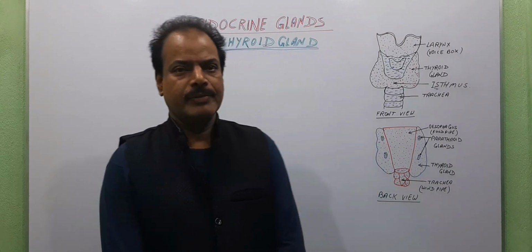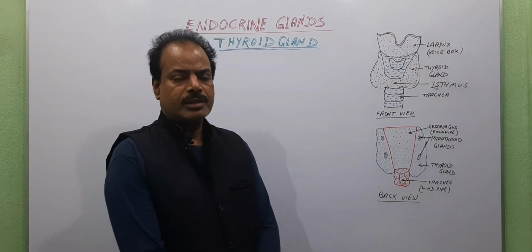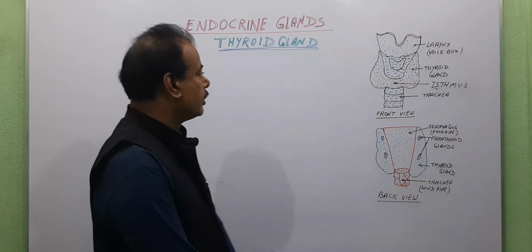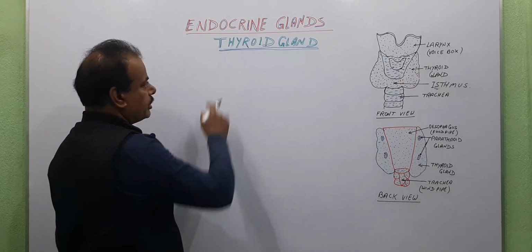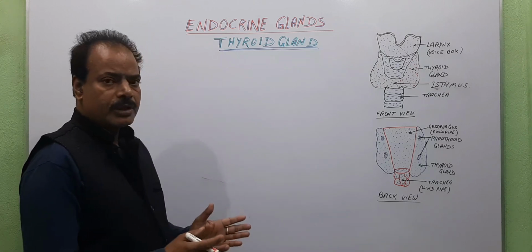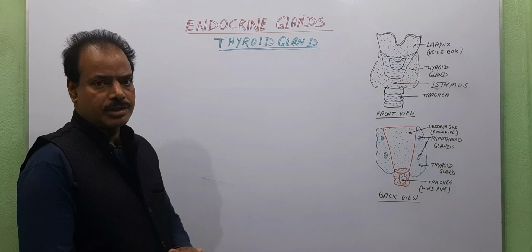Hello students. In this lecture we will discuss about thyroid gland, their secretions and their functions. So thyroid gland is one of the endocrine glands which help in chemical control and coordination.